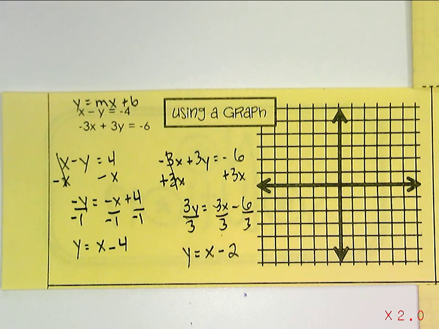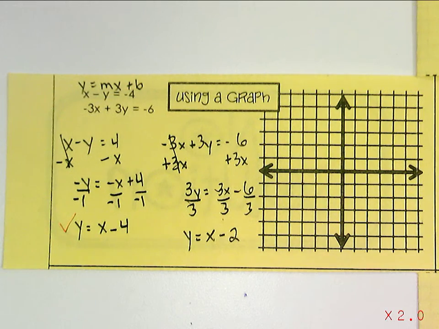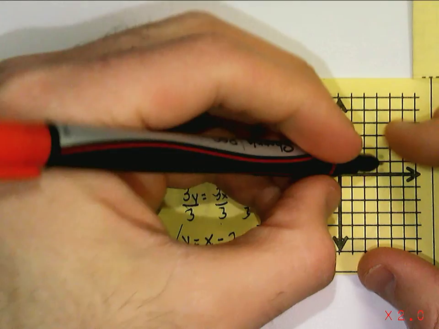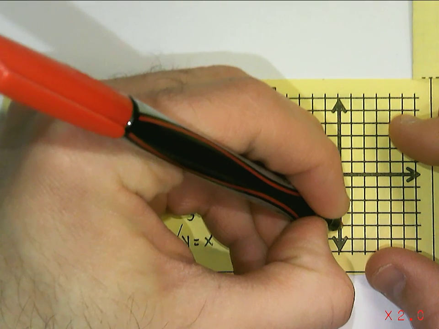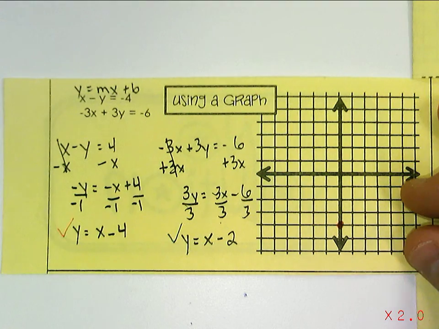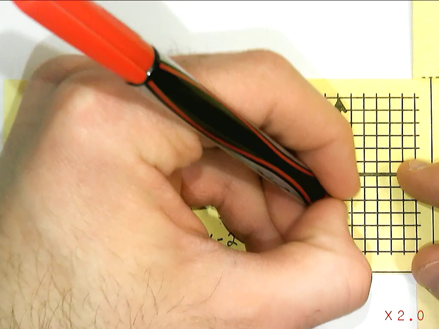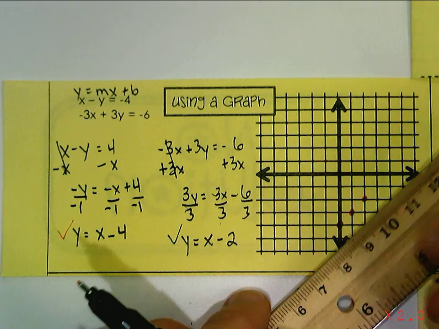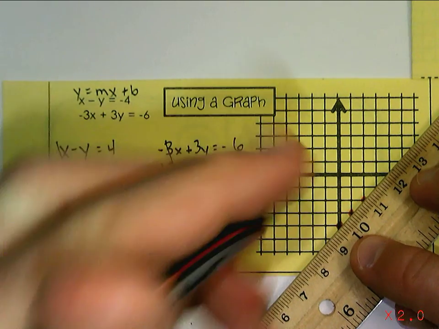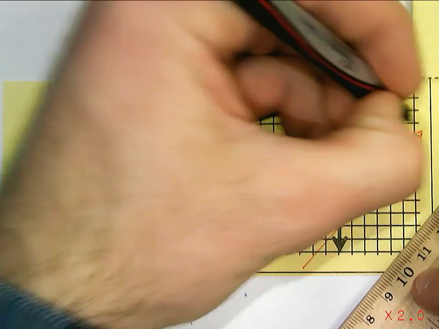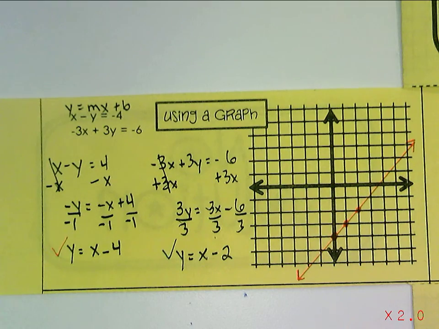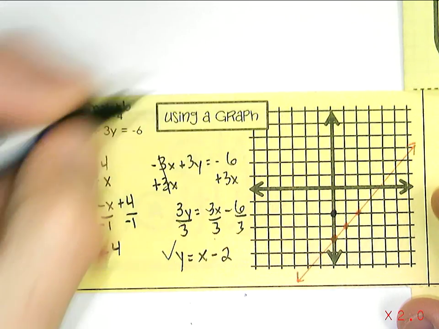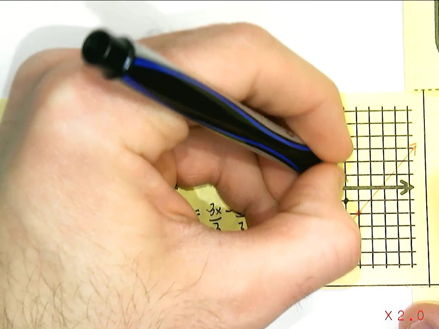So the first one, again, I'll do in red. Second one, I will graph in blue. So first line starts at negative 4. 1, 2, 3, 4. Remember, that's on the y-axis. That's what we call the y-intercept, where it crosses that axis. And then slope is just 1 over 1. Up 1, over 1, up 1 to the right 1. Go ahead and throw our line through there. And then our second line is at negative 2 as our y-intercept. And the slope is up 1, right 1, up 1, right 1.